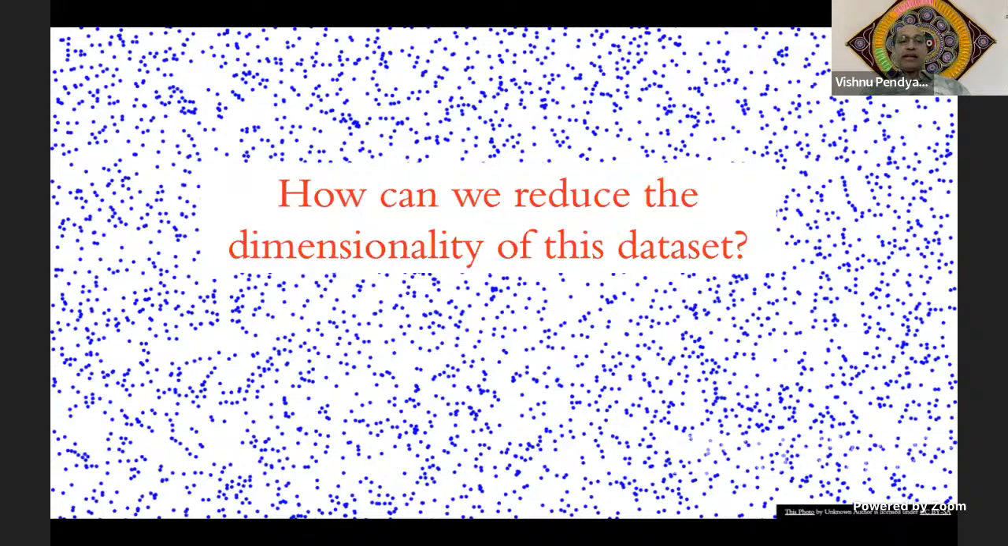Now a question for you. How can we reduce the dimensionality of this data set? The data set is pretty much scattered everywhere. So the answer is we cannot. Distances are not so meaningful. The variance of these pairwise distances between points is almost zero, like in high dimensions. So this is not a good candidate data set for PCA.